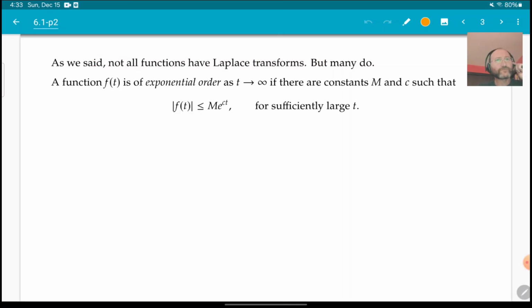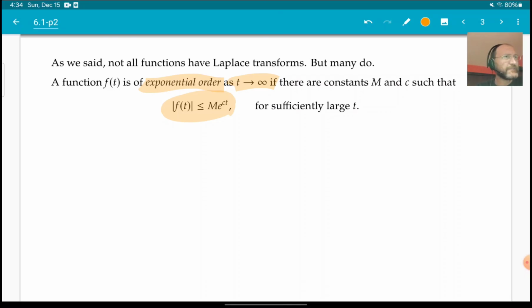So how are we going to describe this? We're going to say, this is the blow up at infinity. We also don't want any blow ups at some finite time, but I guess the main thing is infinity. So we're going to talk about exponential order as time goes to infinity, and that means that the function in absolute value is no bigger than M times e to the ct for some c and some M, at least for sufficiently large t.